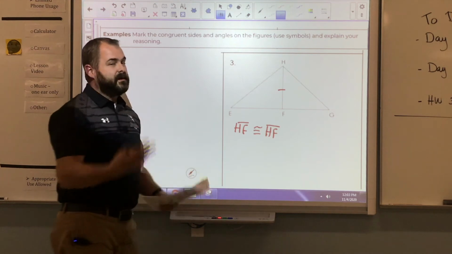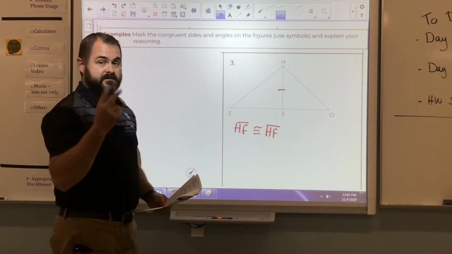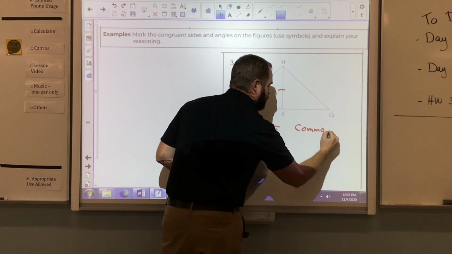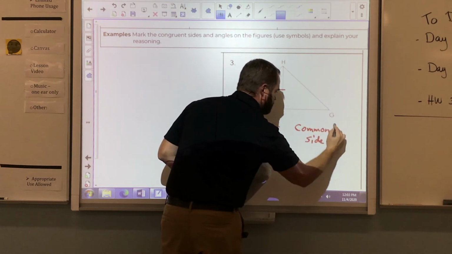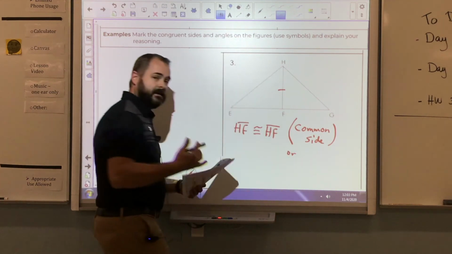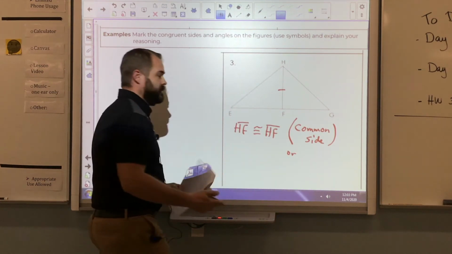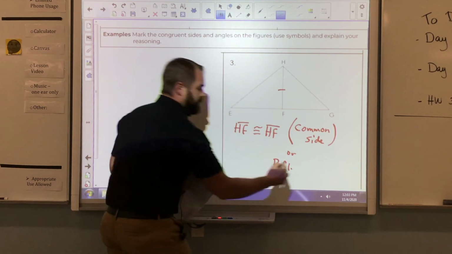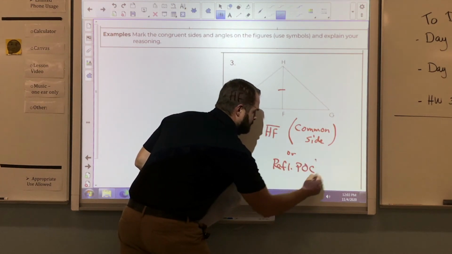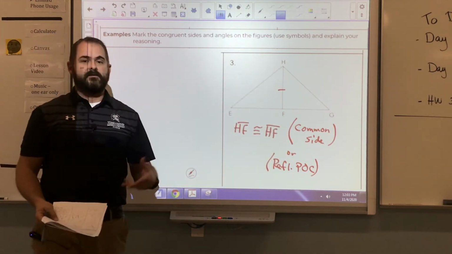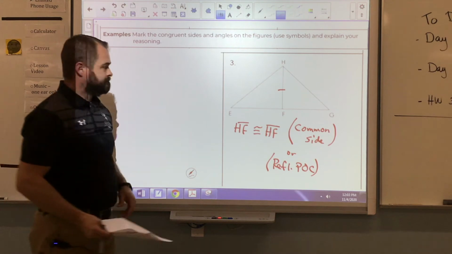And to explain our reasoning here, we can say it one of two ways. We can either say that that is a common side, or I can use the more technical reflexive property of congruence. Reflexive, I'll abbreviate, and then POC. So I would accept either of those as a reason in a proof when we get to proofs later in this unit.